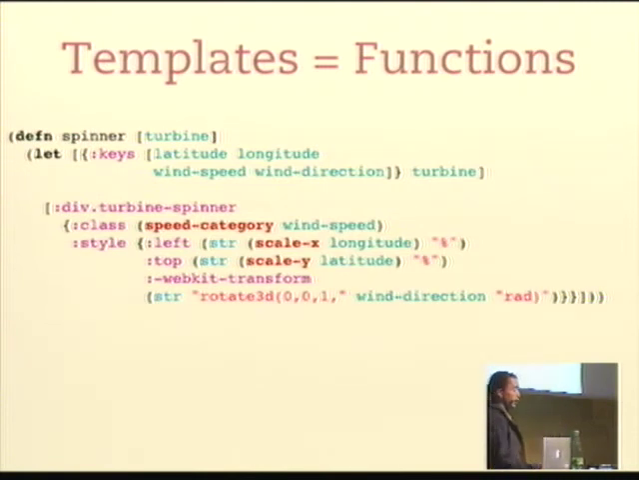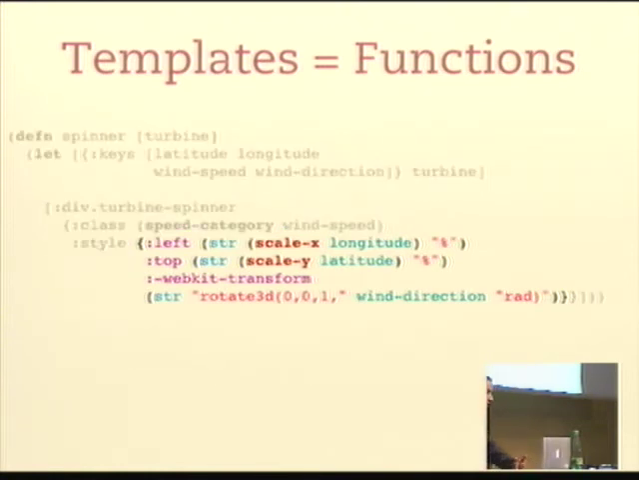And then the return value of this function is going to be one of these hiccup data structures that just represents the markup that we want. So we want each turbine to be represented by a div that has certain classes and certain CSS styles on there. And what's cool about doing this is that you're just working with data the whole time. To bring your attention to these CSS styles, this is just a map. And you can abstract things as necessary and as it feels right using pure functions.